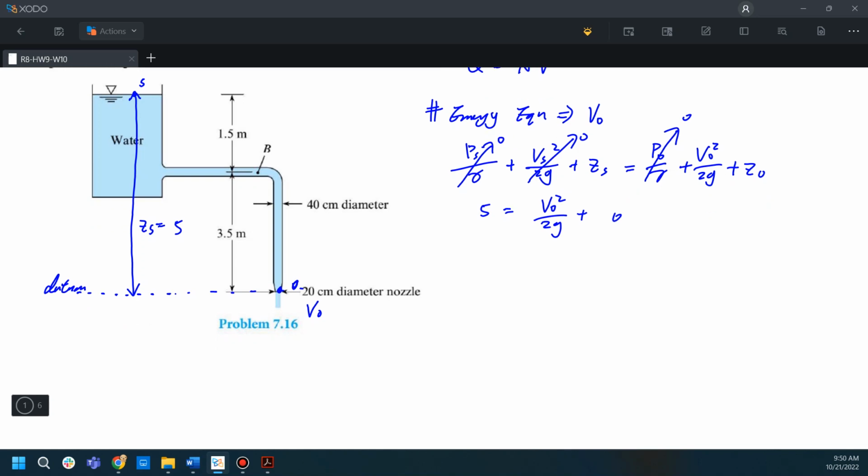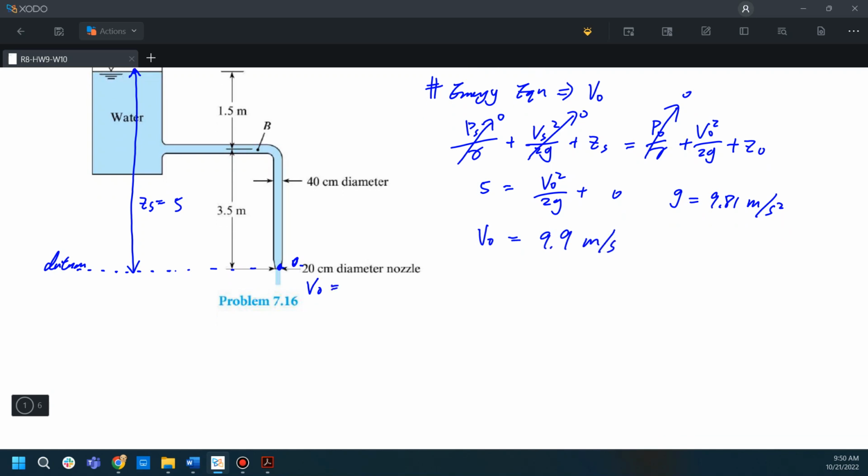By applying that, say g is equal to 9.81 meters per square second, then we can solve V naught, which is equal to 9.9 meters per second. So we now know the velocity at this point.